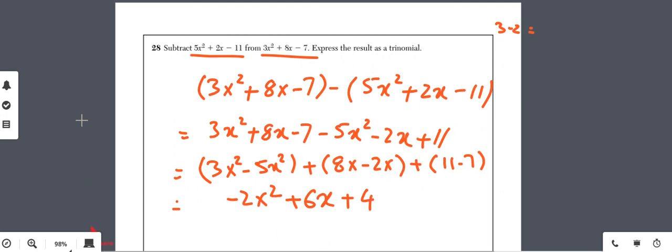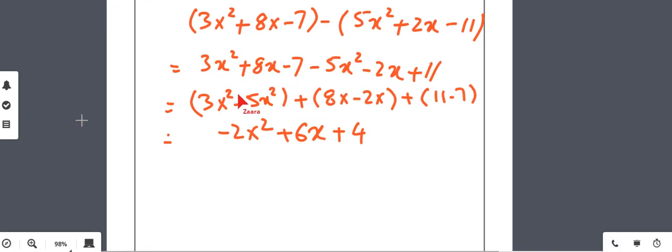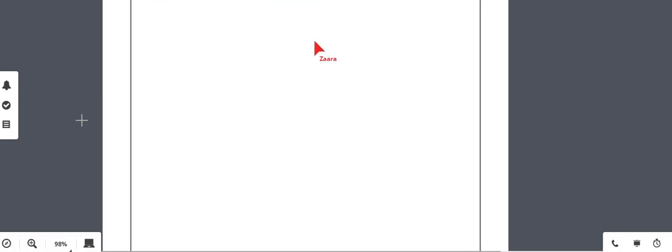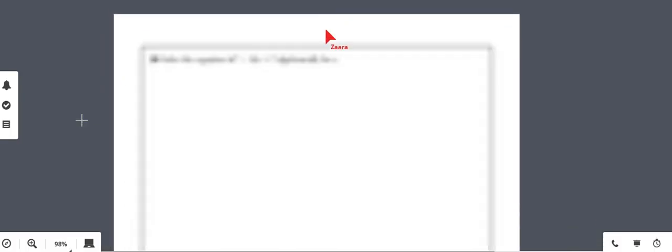Is it clear? 5x squared plus, so it will turn into negative. Okay, let's move further to the next question.